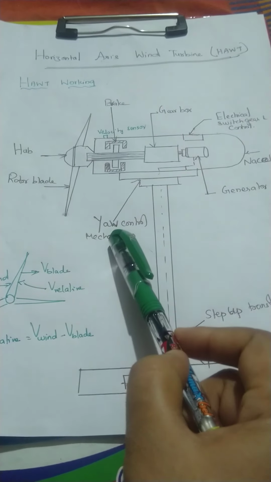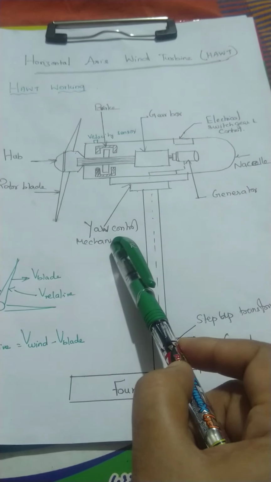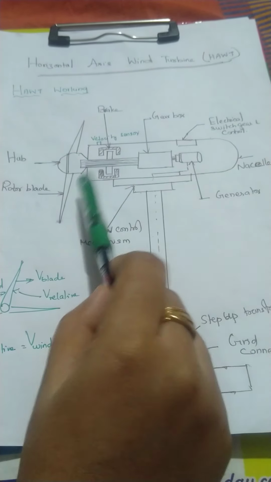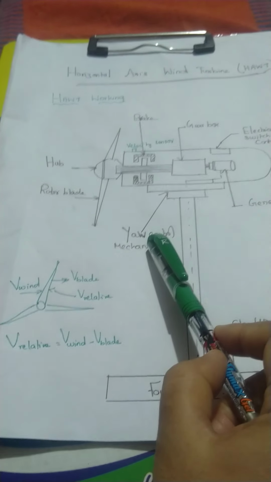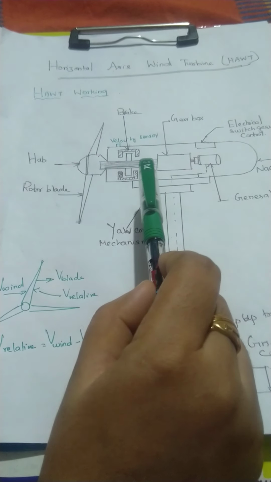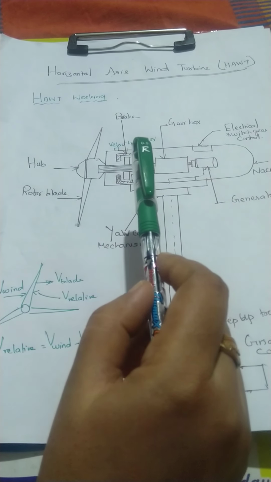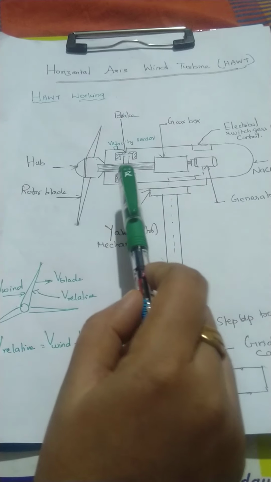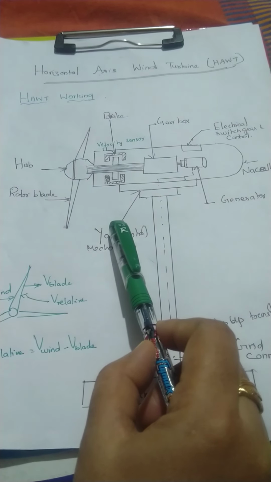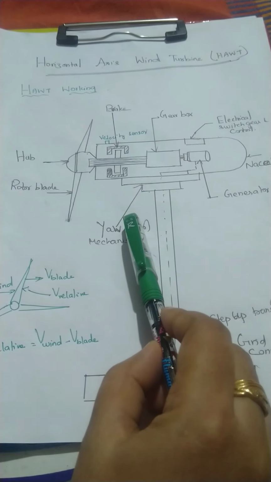What do you mean by yaw control? Yaw control continuously tracks and keeps the rotor axis in the wind direction. Suppose the wind direction changes, we use yaw control to track it and keep the rotor axis in the wind direction. You can see how the yaw motors turn the nacelle. Thus, the wind turbine will always be aligned with the wind direction.